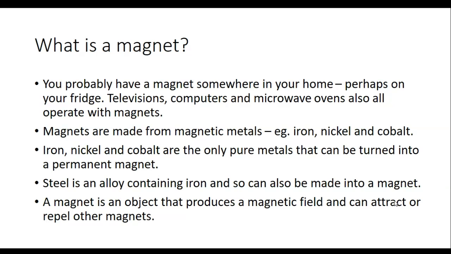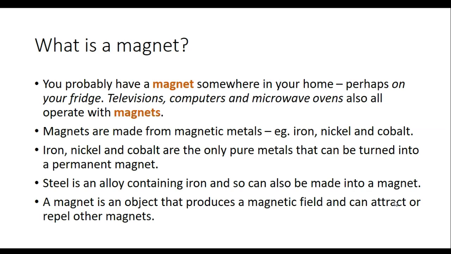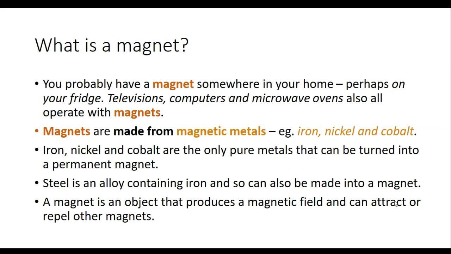So, our first question of the lesson is, what is a magnet? You probably do have a magnet somewhere in your home, possibly on the fridge, but televisions, computers and microwave ovens all operate using magnets. Magnets are made from magnetic materials, the main examples being iron, nickel and cobalt. Those are the pure metals that are magnetic metals.